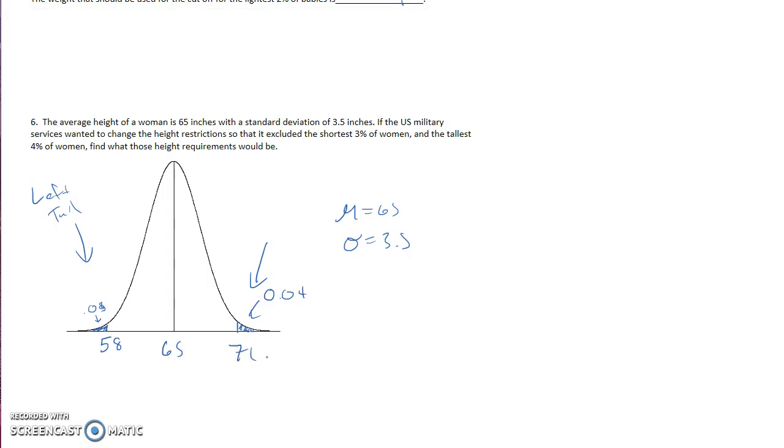So if we wanted to exclude the shortest 3% and the tallest 4%, this height range would be 58 inches to 71 inches.